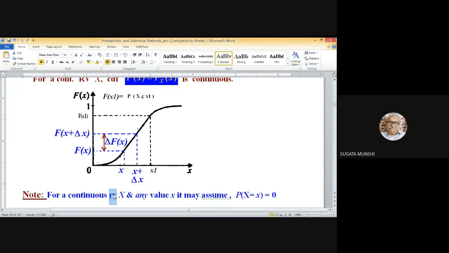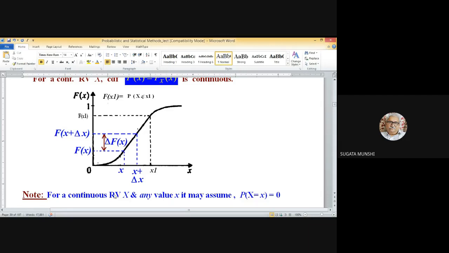An important thing to note here is that the cumulative distribution function gives the probability of capital X assuming a value less than equal to small x. But it doesn't give you the probability of capital X equal to small x. So that probability is 0. Appears to be a strange thing, isn't it?